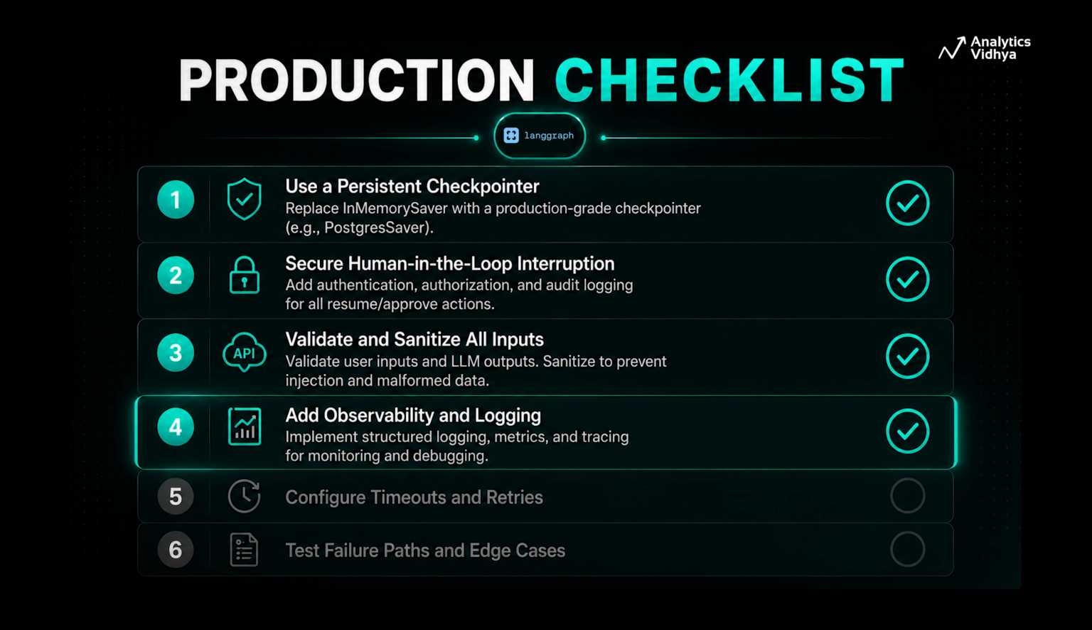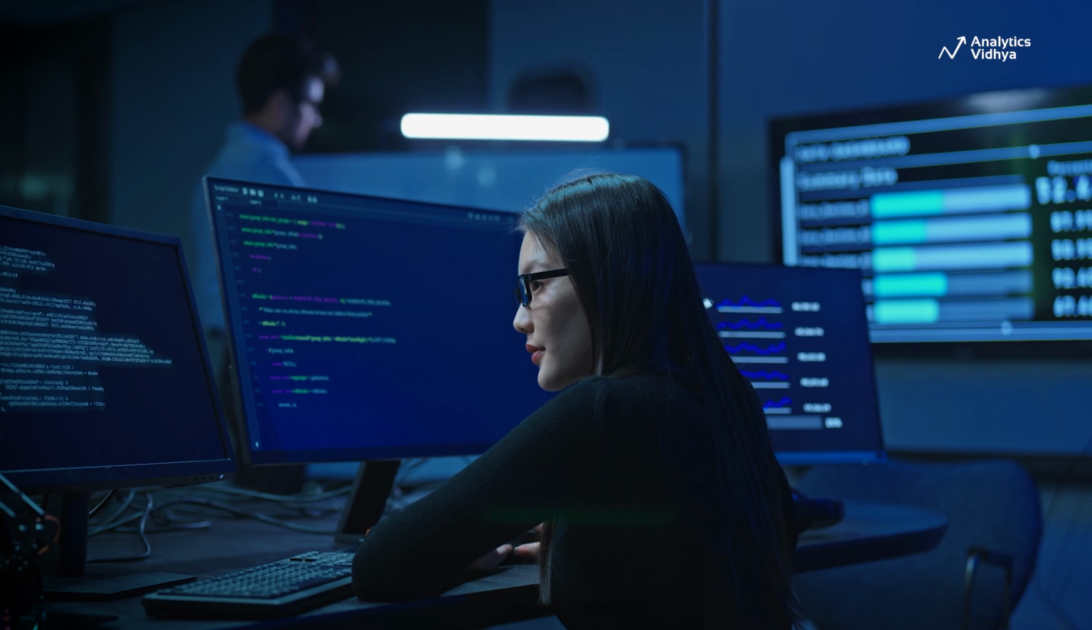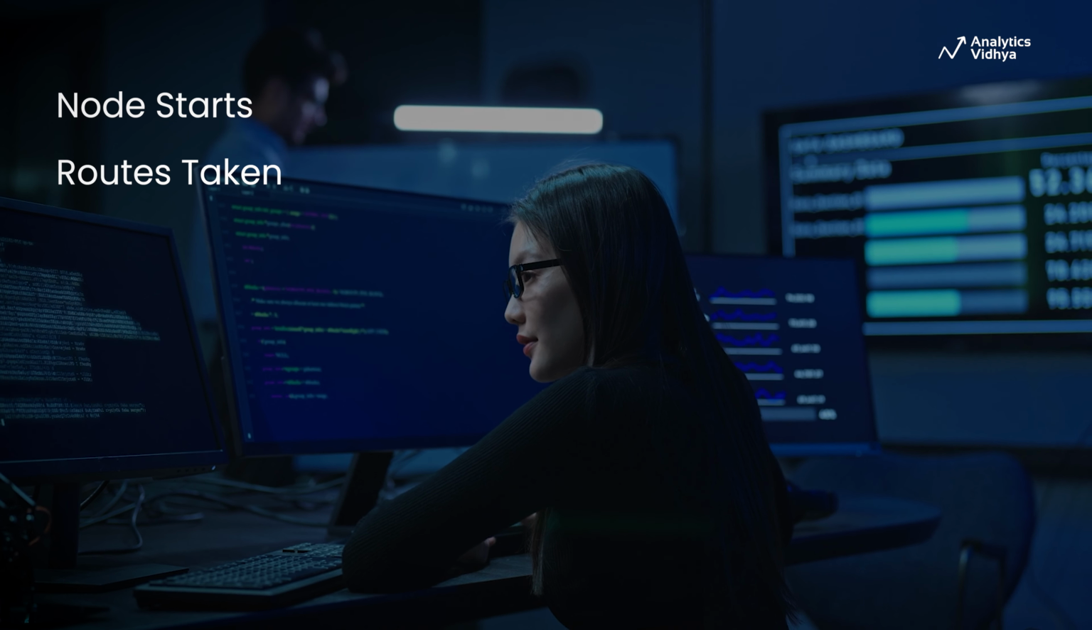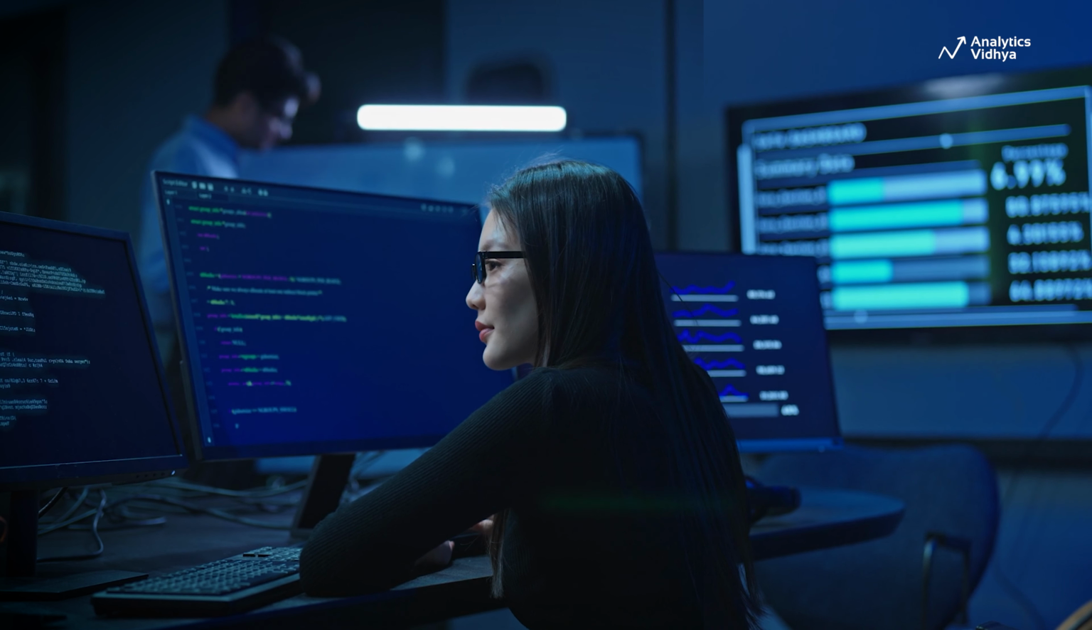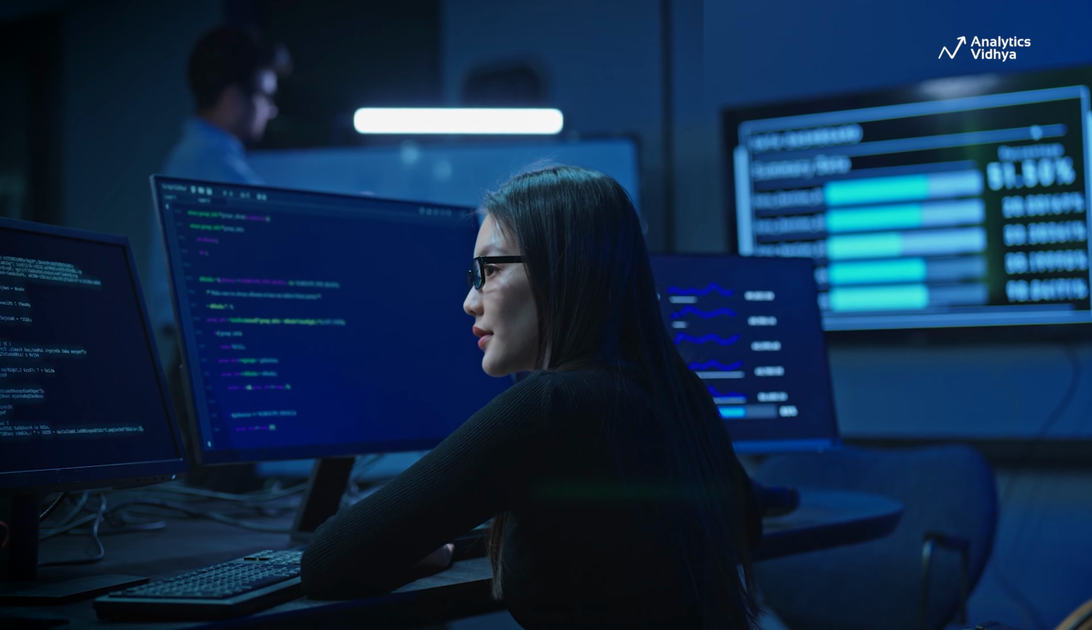Isolate context so each node only sees what it needs, not the entire state. And trace everything: node starts, routes taken, tool calls, tokens, latency, human decisions. Because that's what saves you when something breaks at 2 a.m.